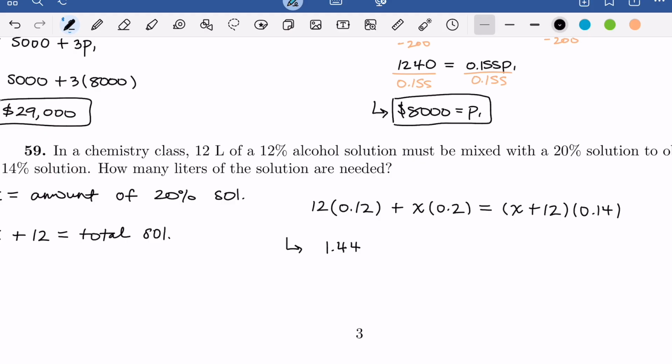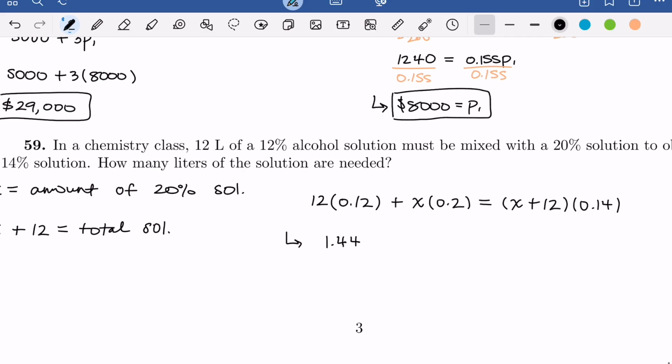We're going to multiply 12 times that 0.12. That's going to give us 1.44. Now we have 0.2 times x. X is what we're trying to find. And then on the right-hand side of this equation, we're going to distribute this 0.14 to both terms in our parentheses. Doing so, we're going to get 0.14x. And then for the second term, we're going to get 12 times 0.14, which is going to give us 1.68.